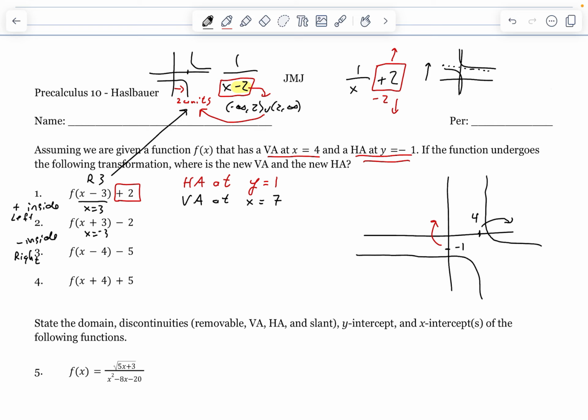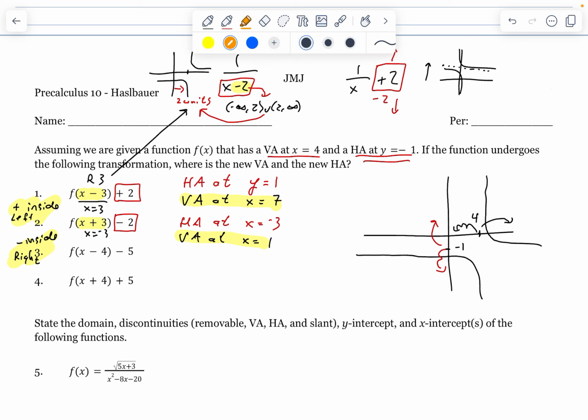Okay, so I'll do the last one, number 4. Actually, I'll do number 3. Actually, I'll do number 2, sorry. This will slide it down. So my horizontal asymptote, starting at -1, would slide down by 2, and now would be at -3. My vertical asymptote, which is currently at 4, if I'm doing the second problem, +3 is going to move it to the left by 3. So now it's going to be at x = 1. And so just understanding that the inside is related to my vertical asymptote, where the signs are opposite, and the outside is relating to my horizontal asymptote, and that is just sliding up or down.